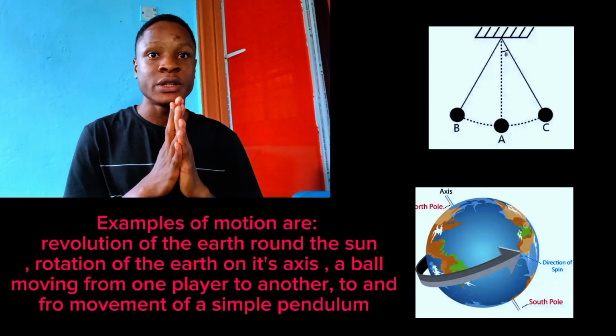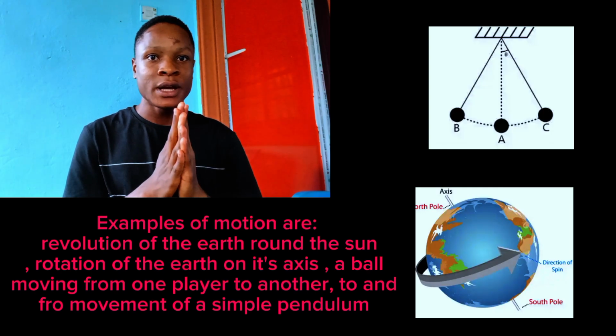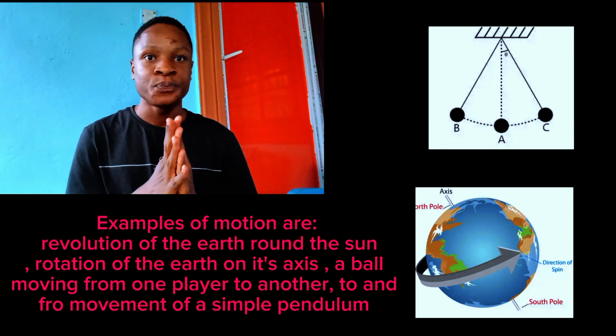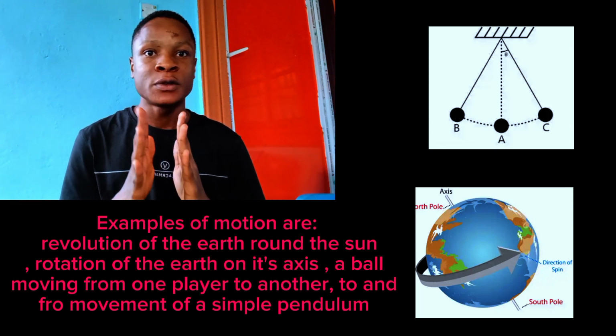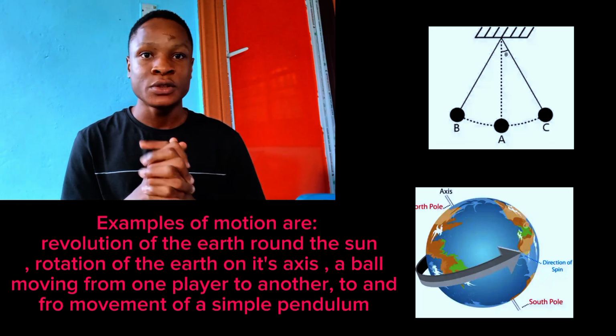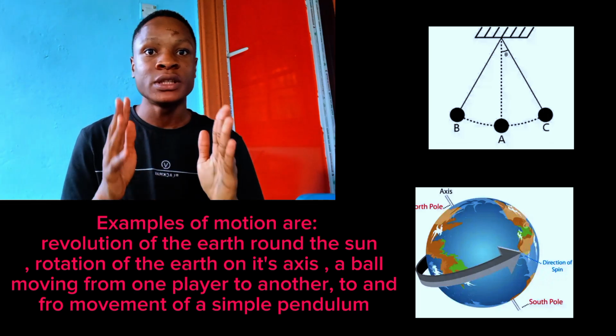Now I'm going to give you some examples of motion. We have the revolution of the earth around the sun. We also have a ball moving from one player to another. These are examples of motion. Now we are going to go into the types of motion.